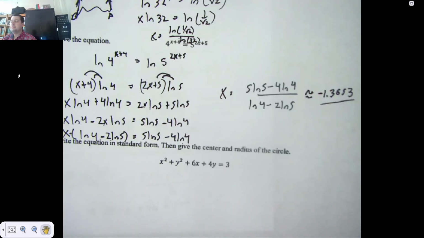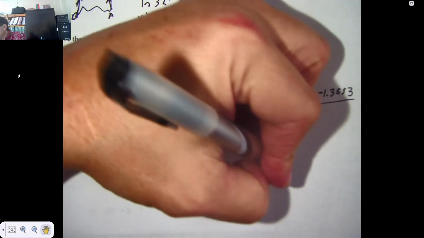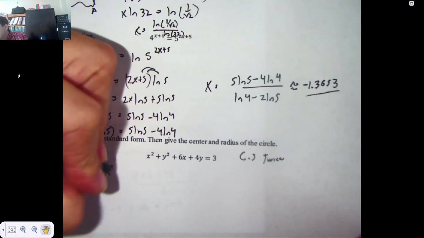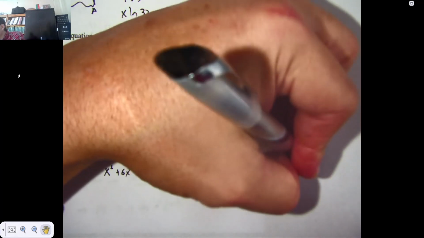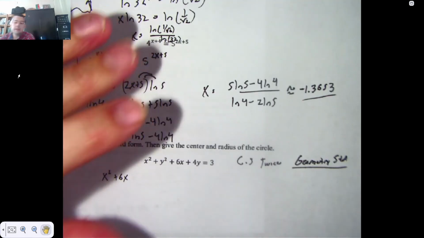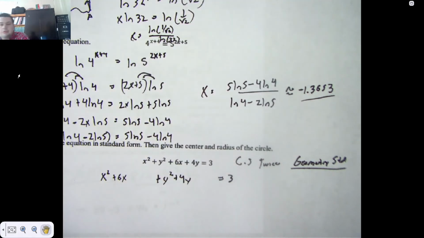And the last bonus: write the equation in standard form, then give the center and radius of the circle. This is done by completing the square twice. You complete the square twice. What we do is we group our x's, and this, by the way, is a geometry standard. I don't know if you were taught it last year, but it is a geometry standard. So we group the x's, and then we group the y's, and we'll just leave that constant over there on the right.